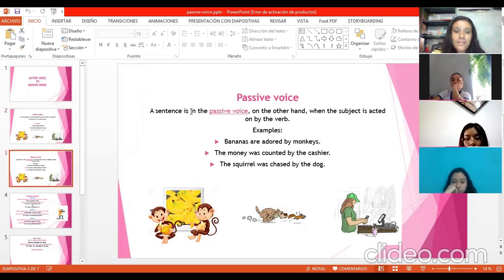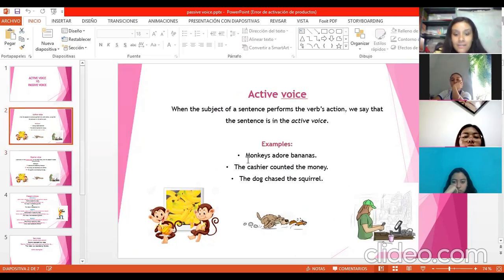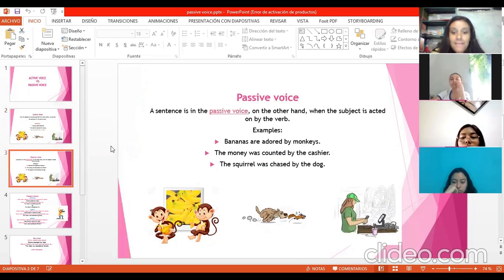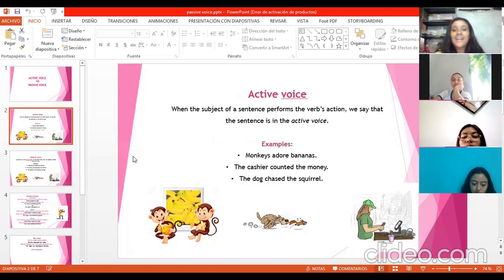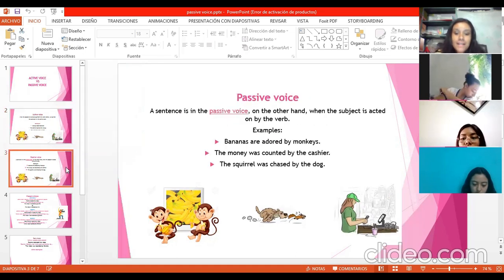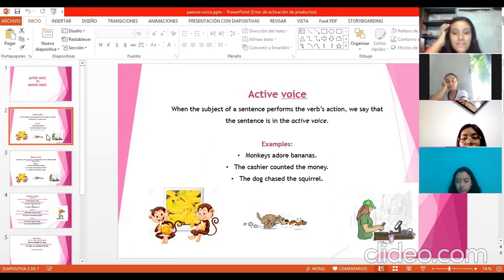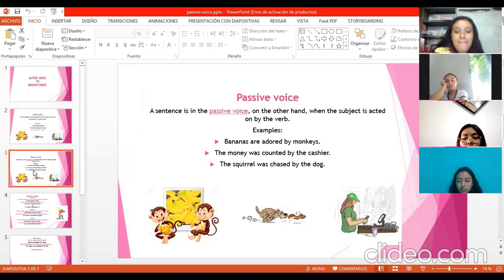And a sentence is in the passive voice, on the other hand, when the subject is acted on by the verb. Here are some examples. In active voice, monkeys adore bananas, and in passive voice, bananas are adored by monkeys. Active voice, the cashier counts the money. Passive voice, the money was counted by the cashier. And finally, the dog chased the squirrel, and in passive voice, the squirrel was chased by the dog.